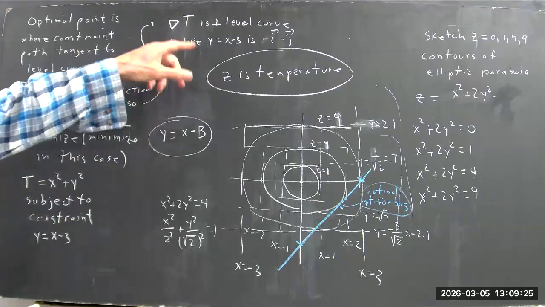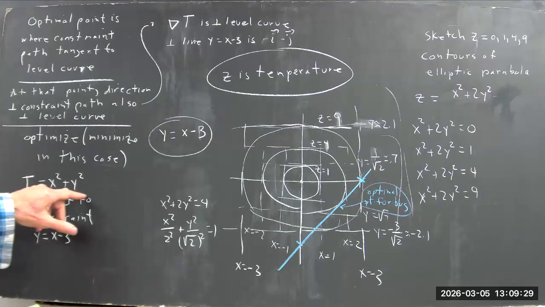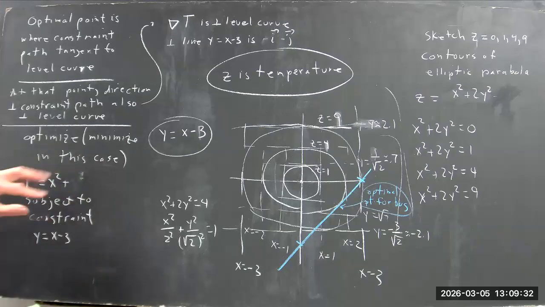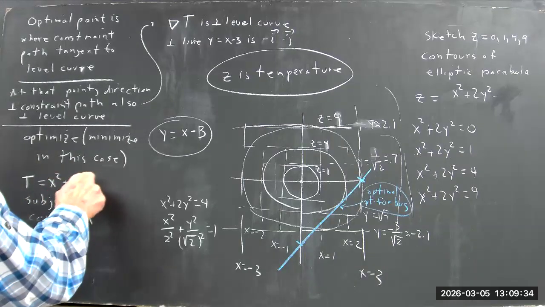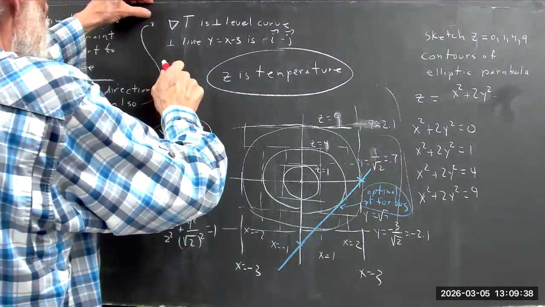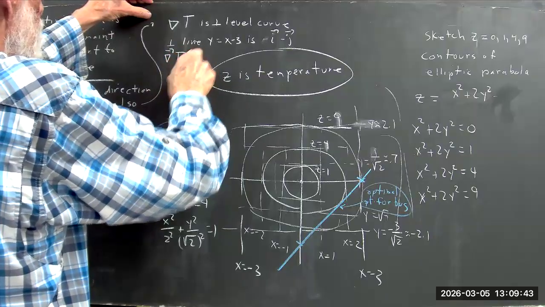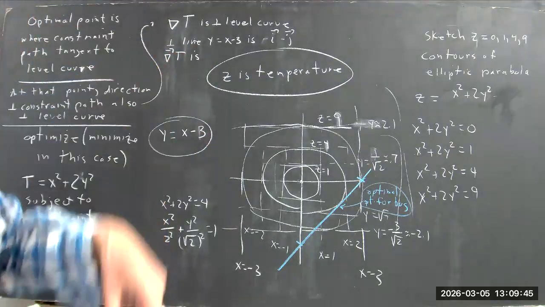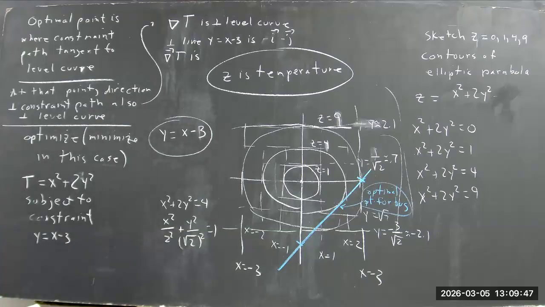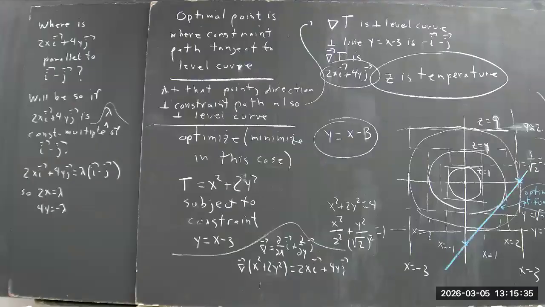Okay, well, what's the gradient of T? Can you calculate the gradient of the temperature function here, x squared plus 2y squared? What's the gradient of T? Write that out.